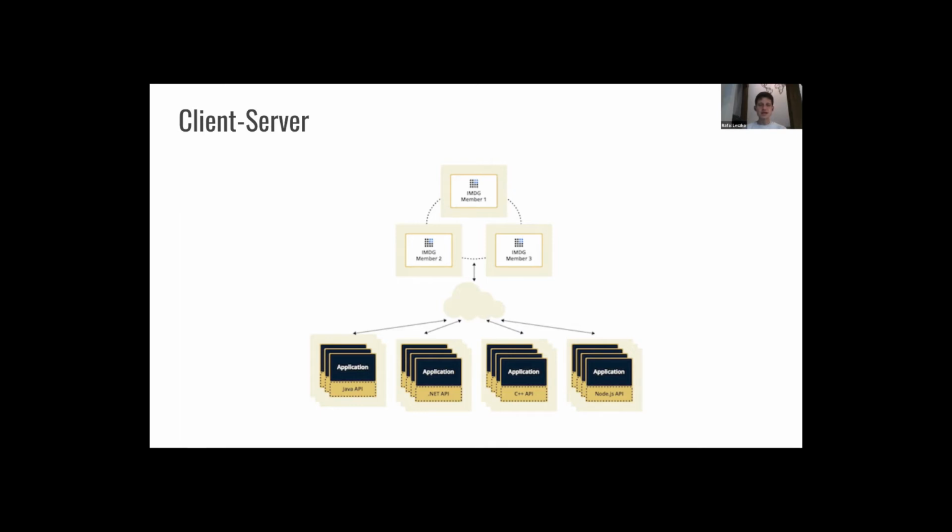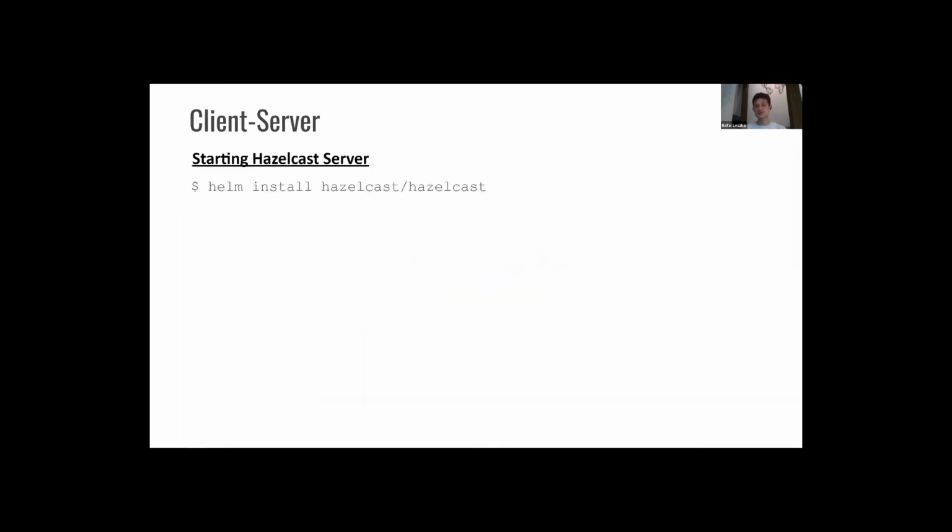So setting up Hazelcast server is actually very simple, because in Kubernetes, you can use one Helm install command and that's it. If you don't like Helm, we also provide an operator, so you can use the operator. If you don't like the operator, you can write a few Kubernetes configurations and set it up on your own. So that is the server part.